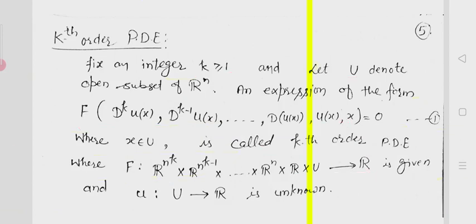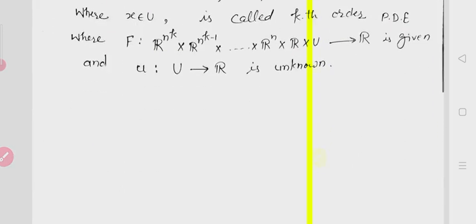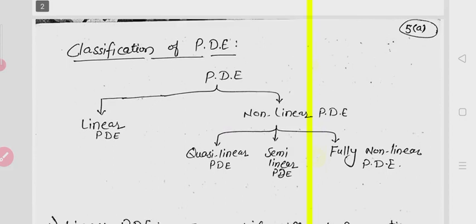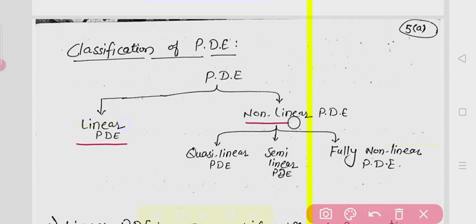Now we will move to the classification of the PDE. We classify the PDE into two parts. Your partial differential equation will be either linear or non-linear, and a non-linear partial differential equation is further divided into quasi-linear PDE, semi-linear PDE and fully non-linear PDE. So let us discuss one by one.